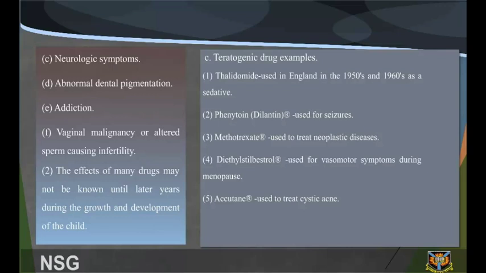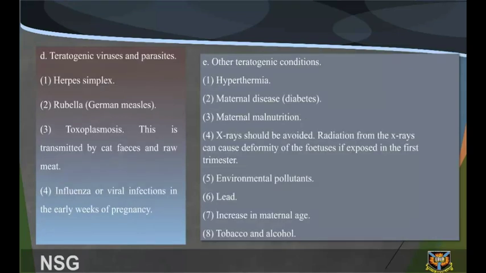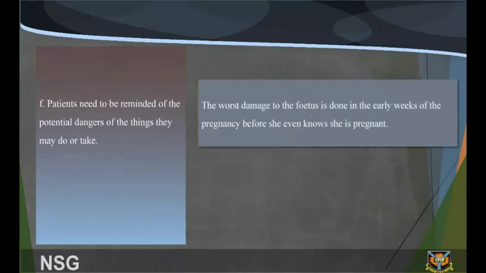Teratogenic examples: teratogenic viruses and parasites, herpes simplex, rubella, toxoplasmosis. This is transmitted by cat feces and raw meat. Also influenza or viral infections in the early weeks of pregnancy. Other teratogenic conditions: hyperthermia, maternal disease, maternal malnutrition, environmental pollutants, lead, increased maternal age, tobacco and alcohol.